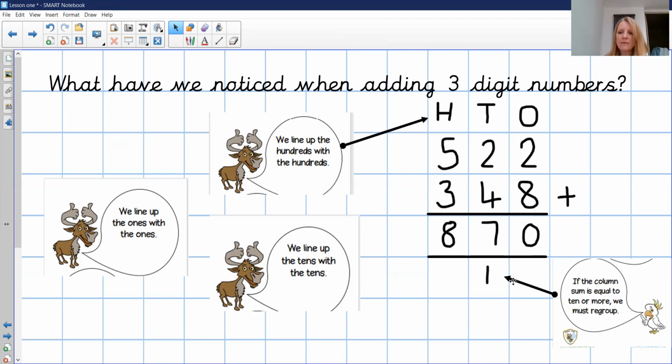Okay, also what we need to remind ourselves here is Coco giving us a little hint. If the column sum is equal to 10 or more, we must regroup. So for this example here, the one we just had, the 2 and 8, if we add 2 and 8, that makes 10. Okay, we can't have 10 in the ones column. We need to regroup that into 1 ten and 0 ones. And then don't forget about adding on that extra 10 when you're adding up your tens column. So we've got 20 and 40 and 10, or 2 10s, 4 10s, and 1 10 makes 7 10s, 70. And then our hundreds, 500 add 300 is 800.